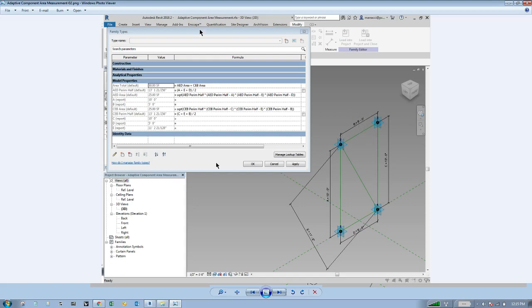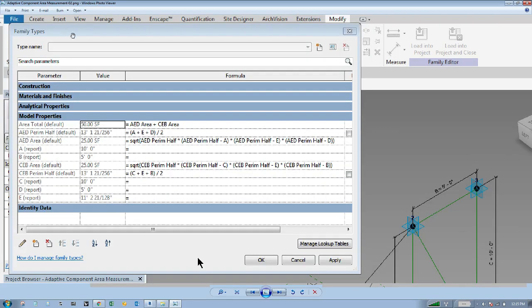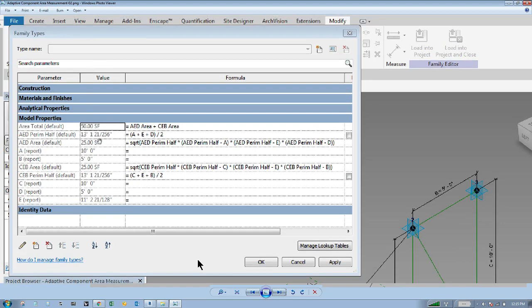Also, Revit only allows you to do formulas when it doesn't blend type and instance parameters. So where you start is you come in and you notice I've created the outside edges. I've called the parameters A, B, C, and D. And my diagonal is E. So that gives me two triangles. One is AED, and the other one is CEB.